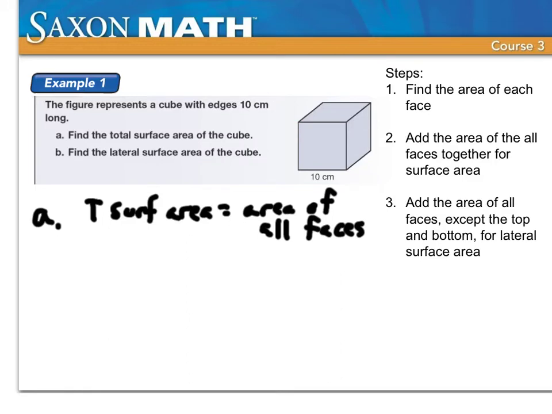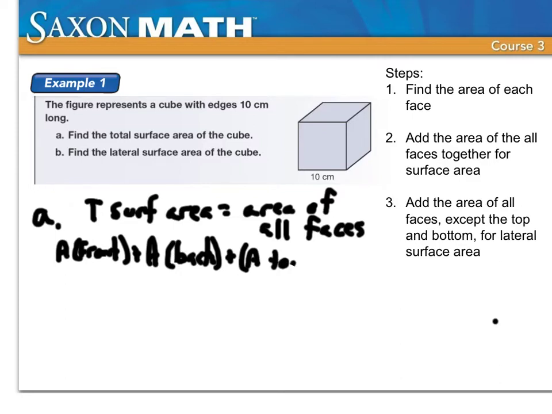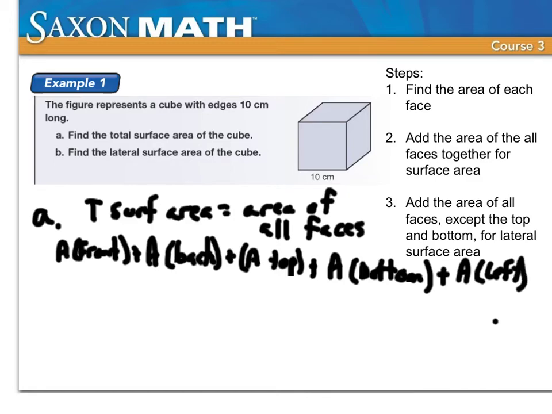So we need to find the area of the front and add that to the area of the back and add that to the area of the top. Plus the area of the bottom plus the area of the left plus the area of the right. Okay, because it's got 6 faces.